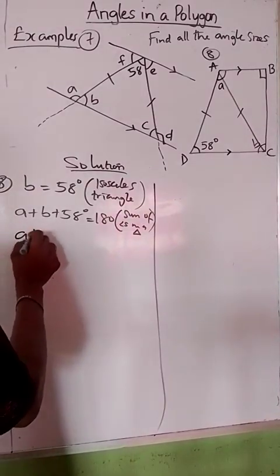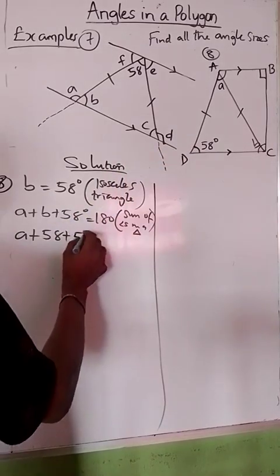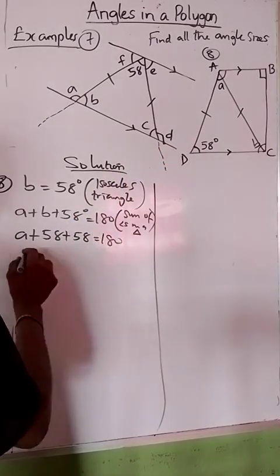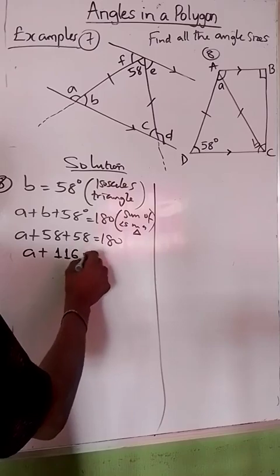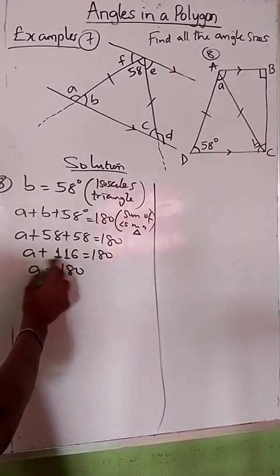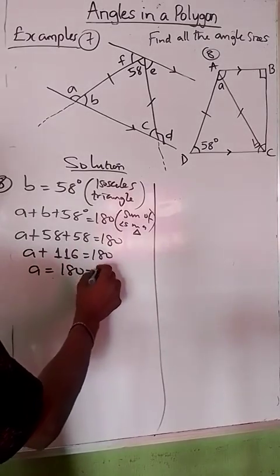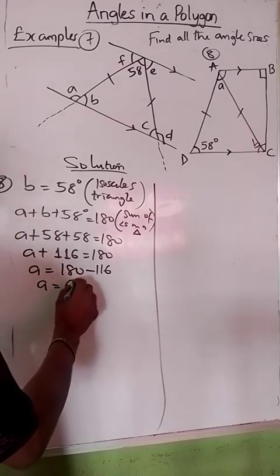So A plus B is 58 plus the second 58, then equals 180. So A plus 116 equals 180. Our A equals 180, and the 116 will change to minus 116. So our A equals what? 64 degrees.